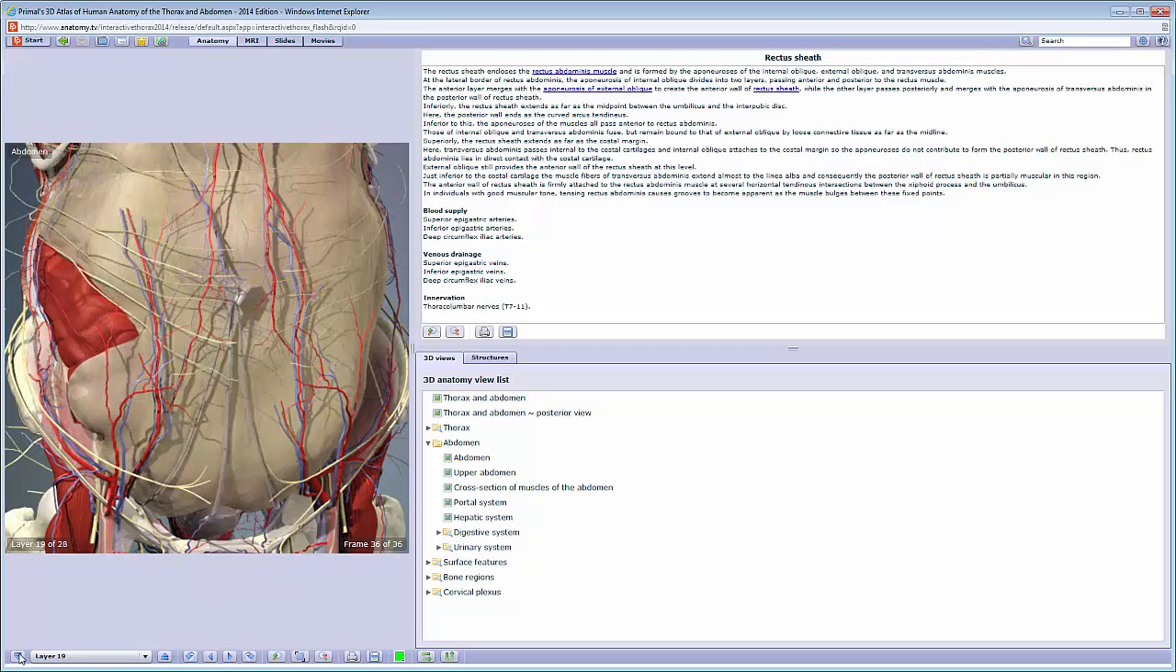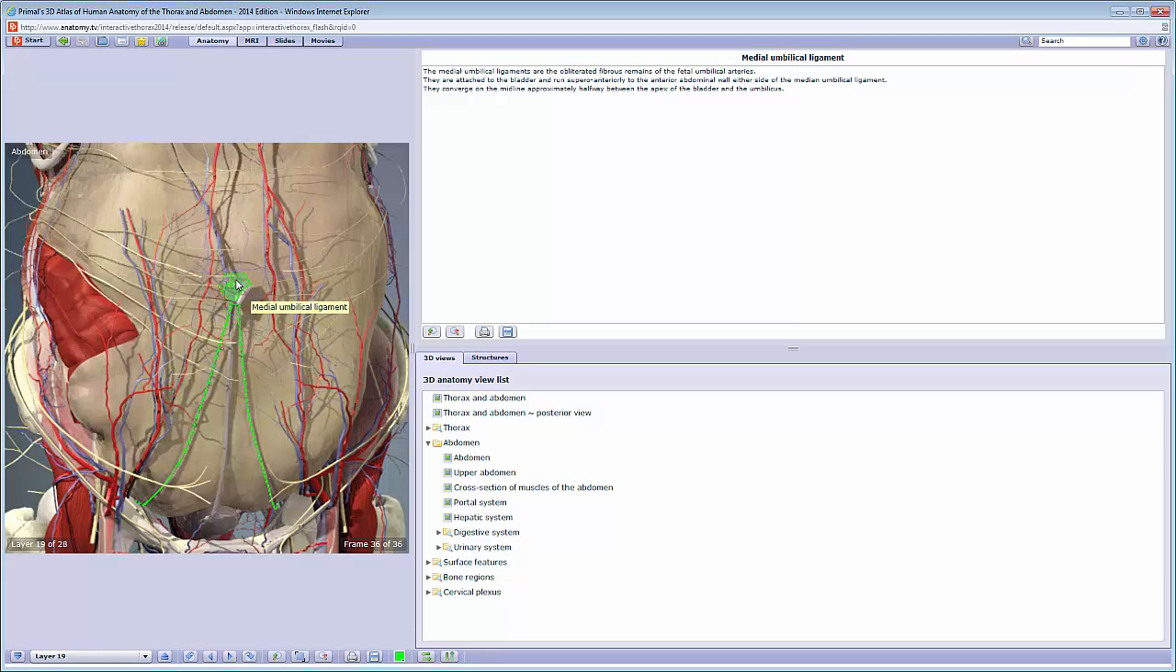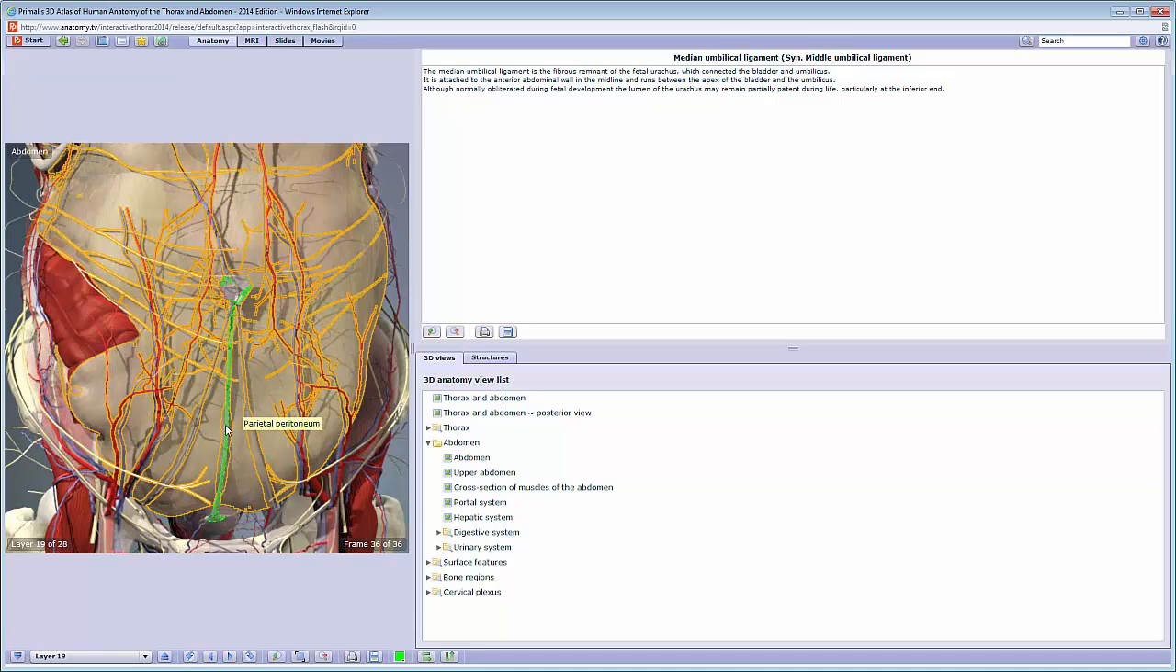Moving one more layer down, we have removed all of the rectus sheath, and now we are looking straight down at the parietal peritoneum. One important thing that you can see here is that you have the umbilicus, and attaching to the umbilicus is the median umbilical ligament, which is the ligament that contains the urachus, which is an embryological remnant that used to connect the bladder and the umbilicus.